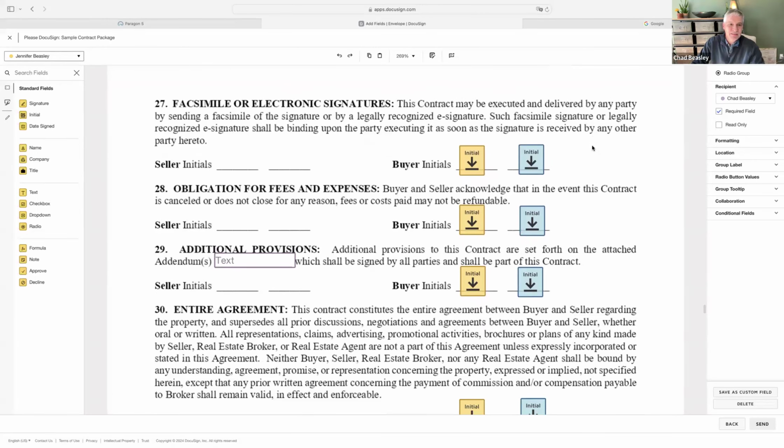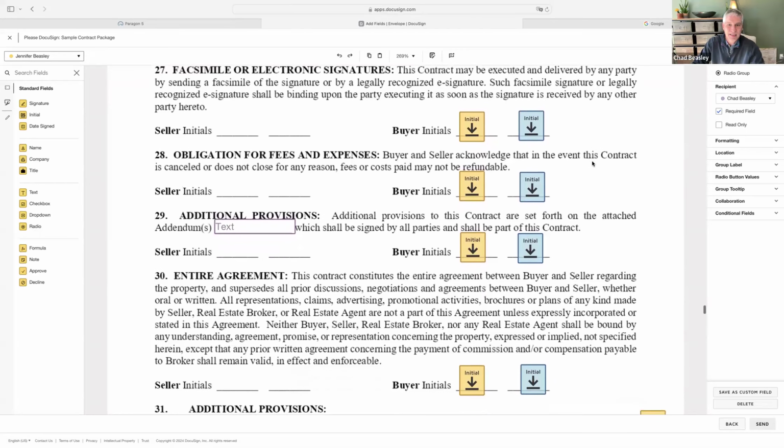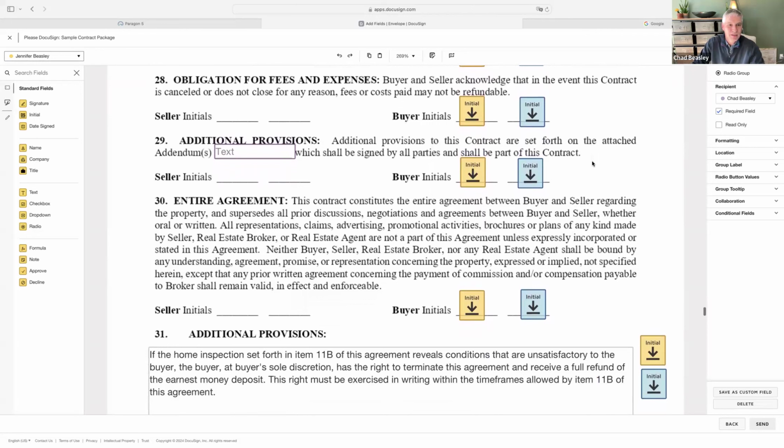Number 27 just says that if we use fax or electronic signatures, which we do quite often, that is all okay. And that is the same as using a wet signature in person. Number 28 just talks about the obligation for fees and expenses. If, say, a buyer pays for a home inspection and they forked out $500 for the home inspector, and then the deal goes south and it doesn't close, they're still obligated for that expense. Nobody's going to reimburse them for those things.